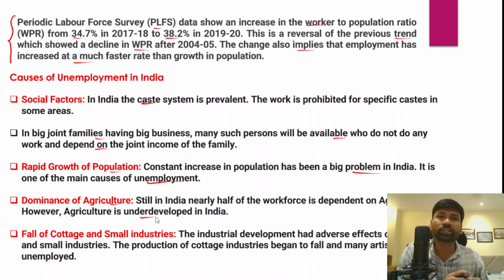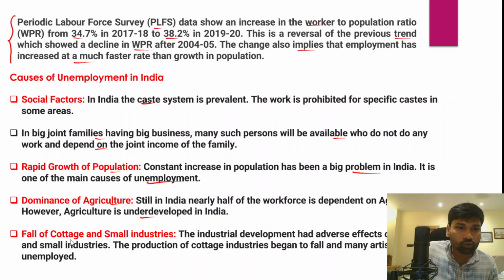Its contribution to GDP is low, and per capita income of people who have engaged in the agriculture sector is low. Right, so it cannot be considered as a formal employment. So all these factors have been plaguing agriculture as an employment provider.